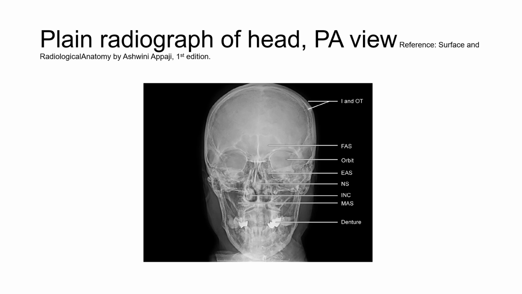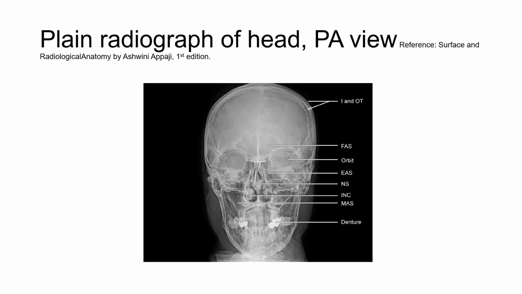So in the first slide, first you have to understand what kind of X-ray this is. Here you see a plain radiograph of the head with a posterior anterior view. Now, what do you see in the plain radiographs of head and neck? First of all, you see some bones. Which kind of shadow will bones have, students? They will have a radiopaque shadow.